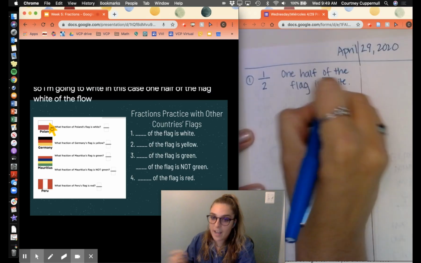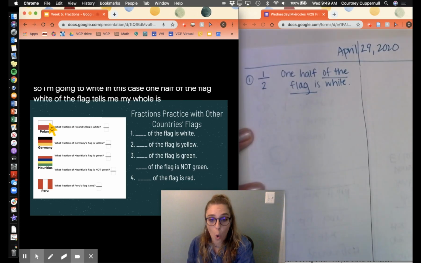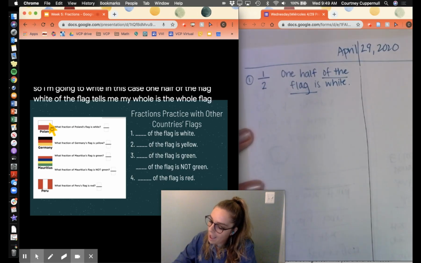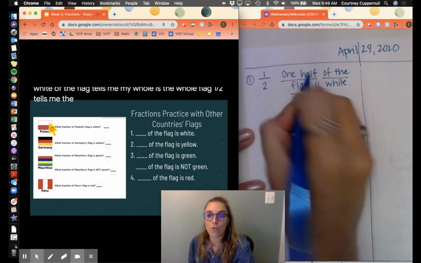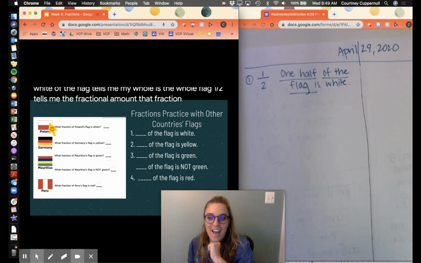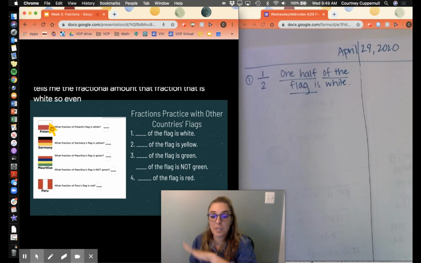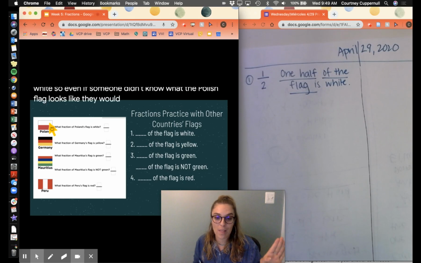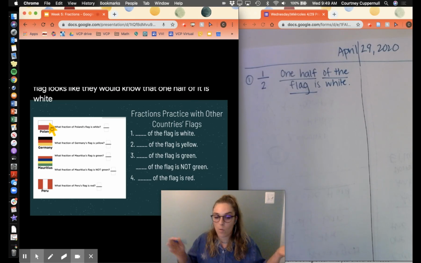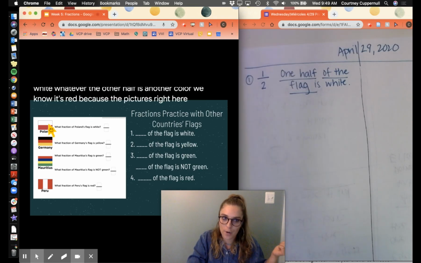Of the flag tells me my whole is the whole flag. 1/2 tells me the fractional amount, the fraction that is white. So even if someone didn't know what the Polish flag looked like, they would know that 1/2 of it is white. Whatever the other half is, it's another color. We know it's red because the picture's right here.